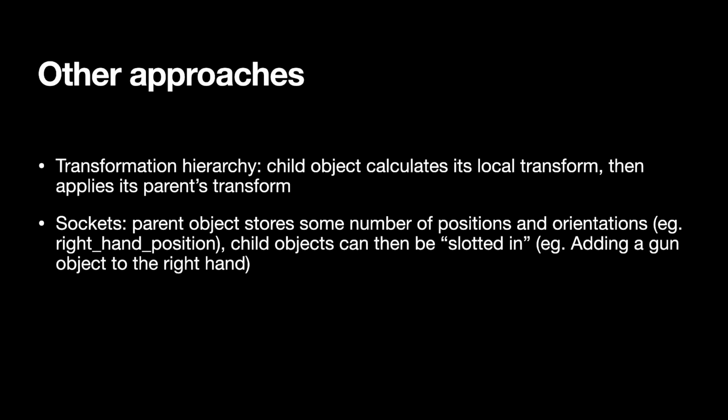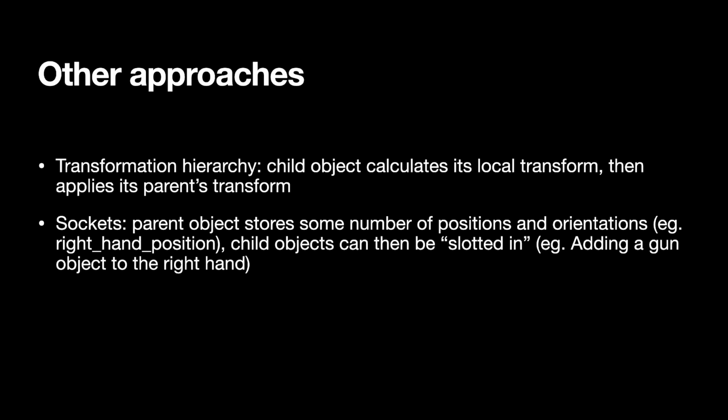And then another approach we can do is called sockets, and this is how Unreal does its skeletal animation system, basically. So the parent object has some number of fixed positions and orientations that it keeps track of as it animates. So for instance, you could have a model and you know where your right hand position and orientation is. And then when you slot on a child object, it takes the orientation and position of that socket. So for instance, you can swap out any gun and it will just fit into the right hand as you would expect.